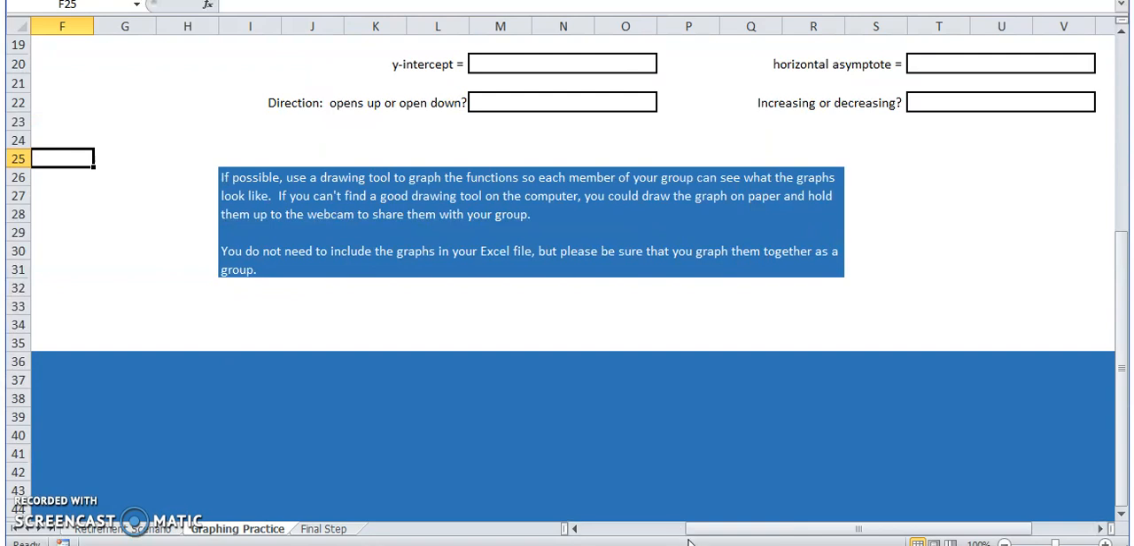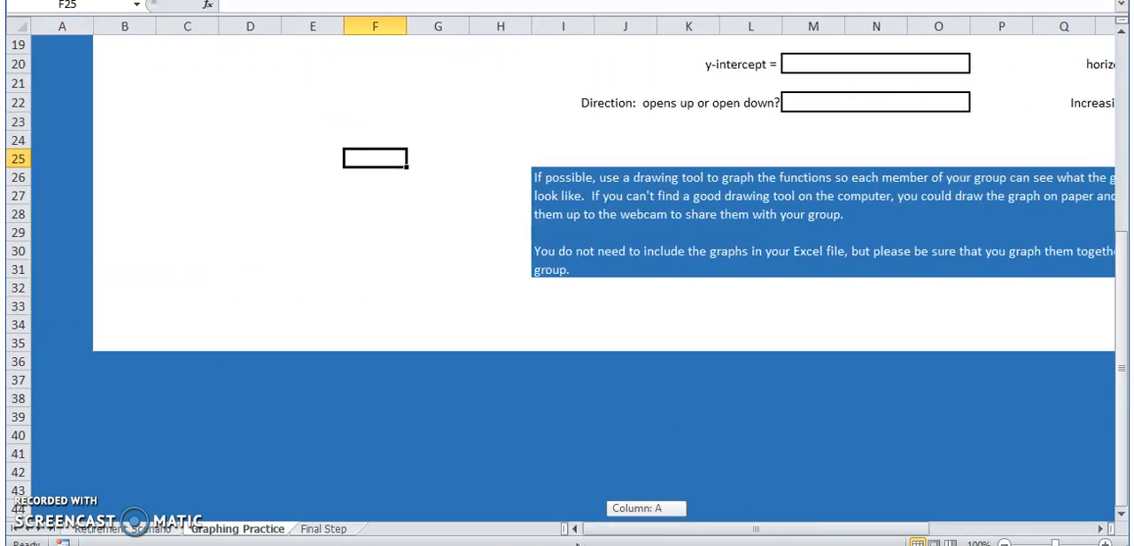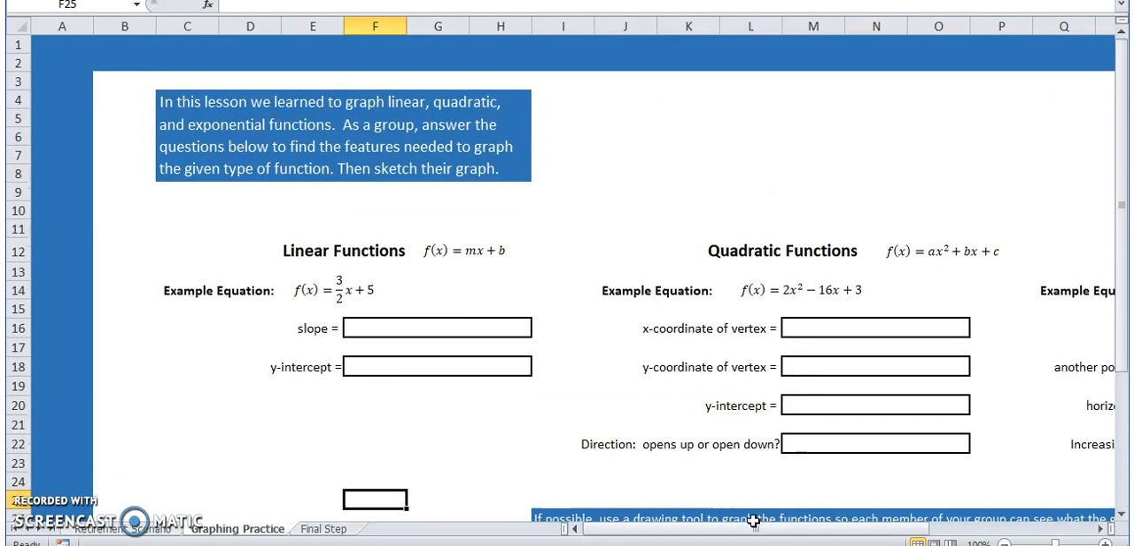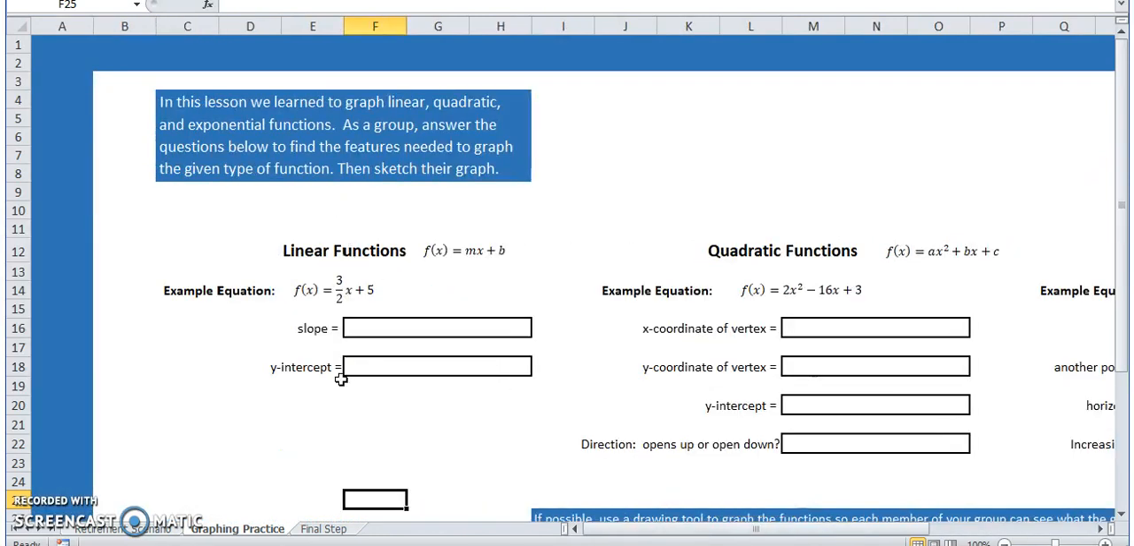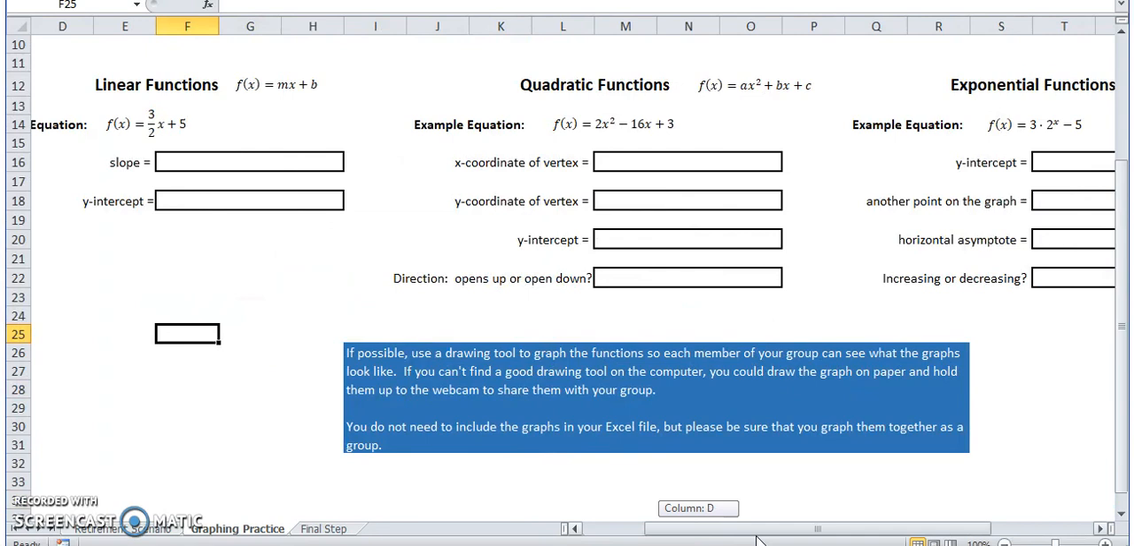The next part of this is really just some graphing practice. It gives you linear functions, quadratic and exponential right here, and it wants you to identify the key things that you need and then graph each of those. You'll notice it has this note down here saying that if possible you want to use a drawing tool on your computer so that others in your group can see this, because you'll want to work on these together. Zoom actually does have an option to use a whiteboard, and so I think that's a good option.